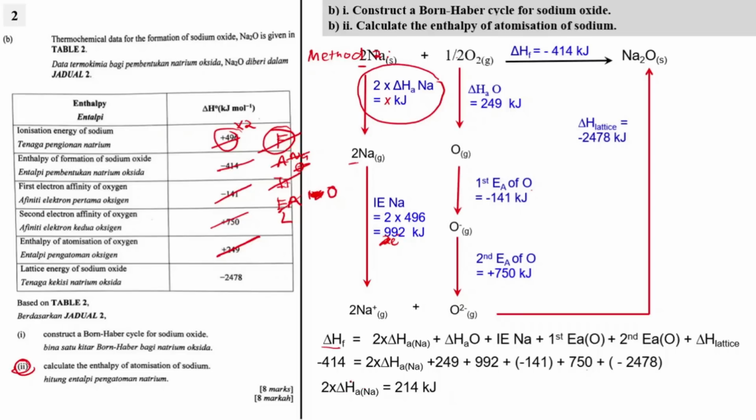And if we were to find the enthalpy of atomization, which is HA, so 214 divided by 2, we're going to get the HANa, which is enthalpy of atomization for sodium, to be positive 107 kilojoule per mole. So the per mole here refers to 1 mole of Na, and that is why we got per mole at the end of the answer here. Alright, so this is how we do question number 2B.